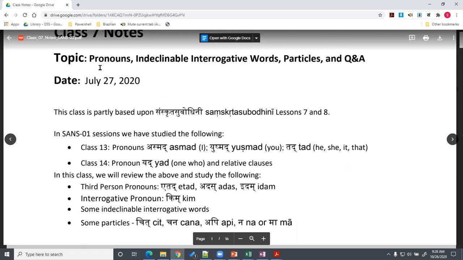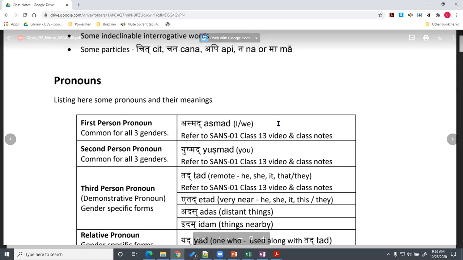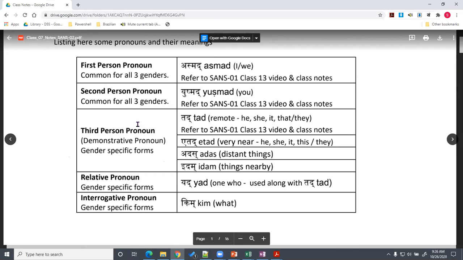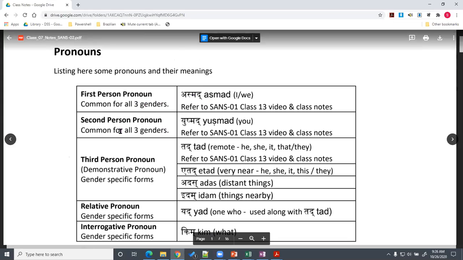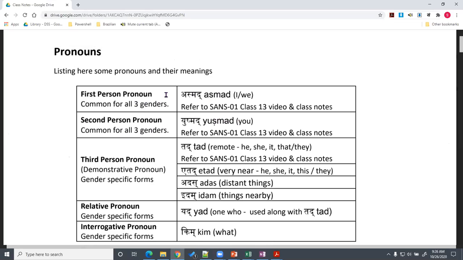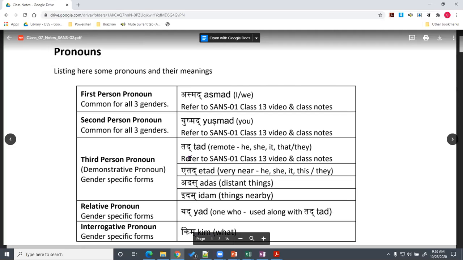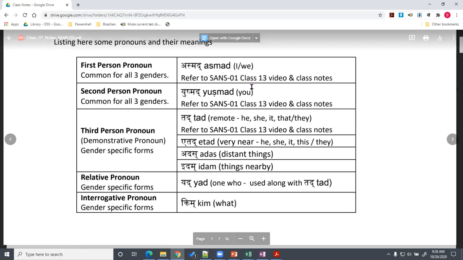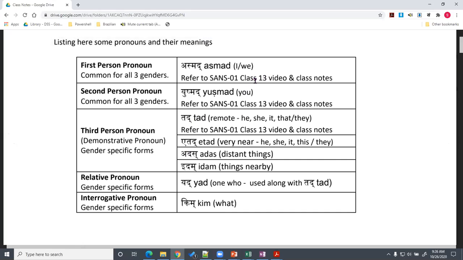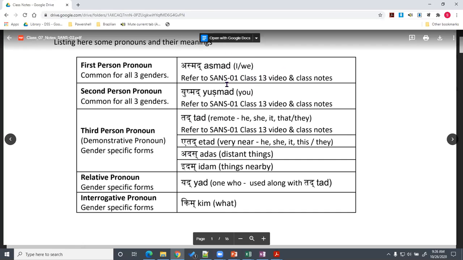Then in the 7th class, we saw pronouns, indeclinable interrogative words, and some particles. These are the major pronouns we saw. Asmad, as I, the first person pronoun. The second person pronoun is you. And these are the only words used in first person and second person, Asmad and Yushmad. I think there is a typo here, instead of class 13, Sanskrit 1 class 13. So not a typo, sorry. It is fine.